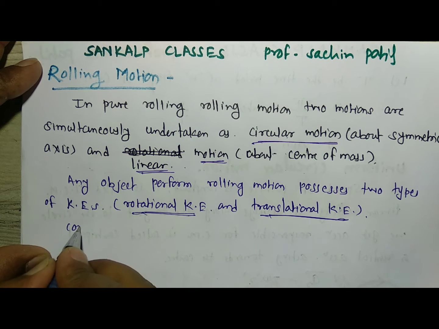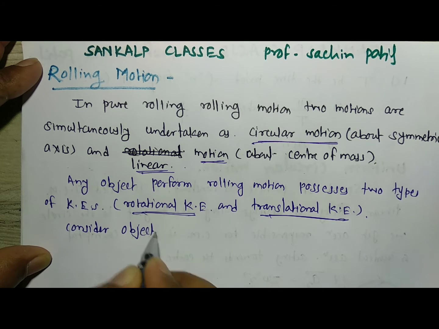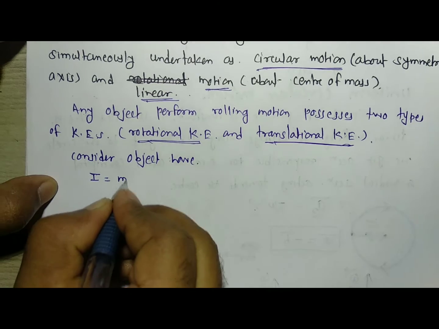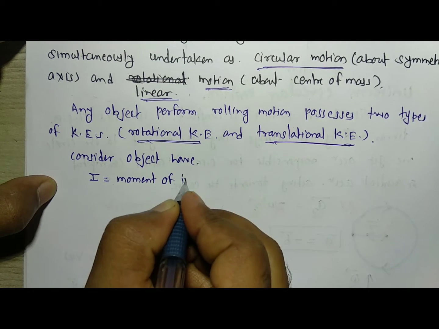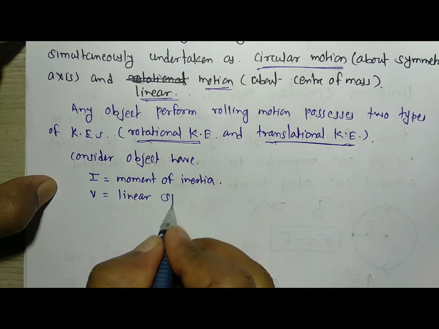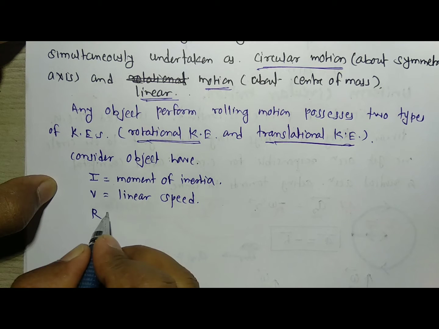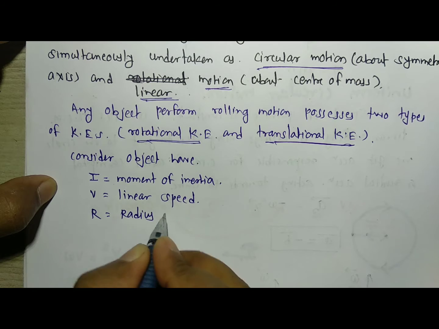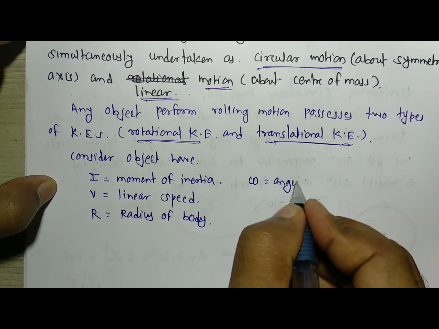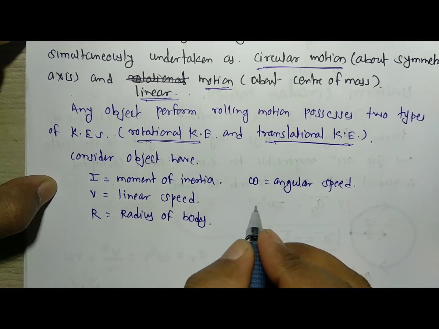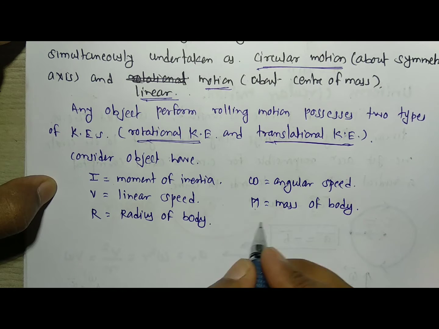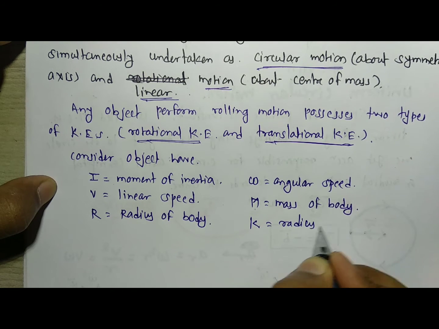Now consider an object that has I as the moment of inertia, v as the linear speed or linear velocity, r as the radius of the body, omega as the angular speed or angular velocity, m as the mass of the body, and k as the radius of gyration.